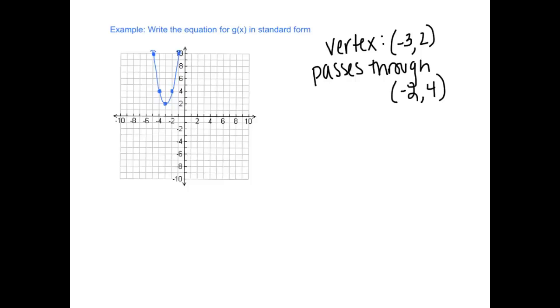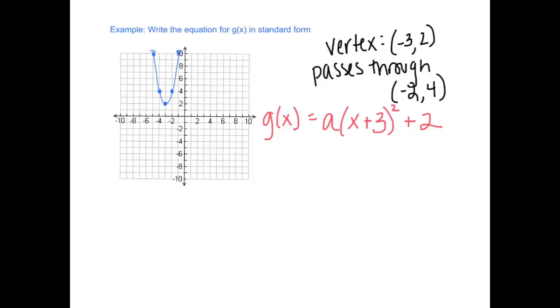So I think the easiest thing to do here is start with vertex form. I know that g of x is going to be equal to some a value times (x plus 3) squared plus 2. This is a quadratic that is shifted left 3 and up 2. But notice I don't know what a is, so I still have that a as a placeholder.